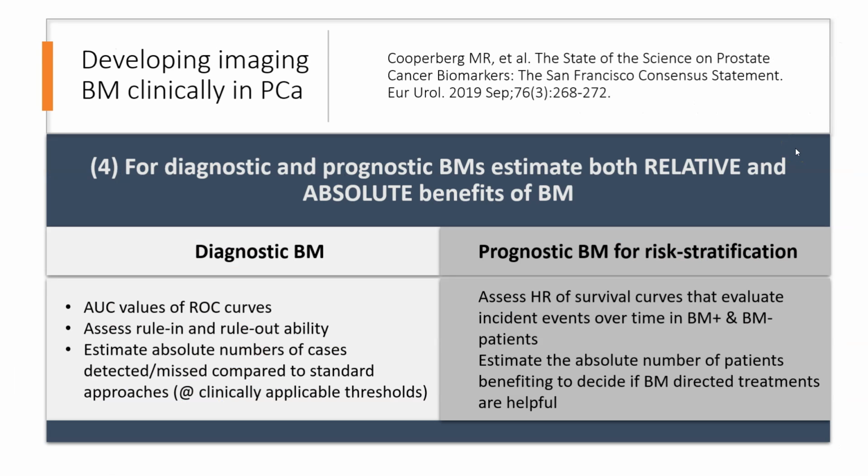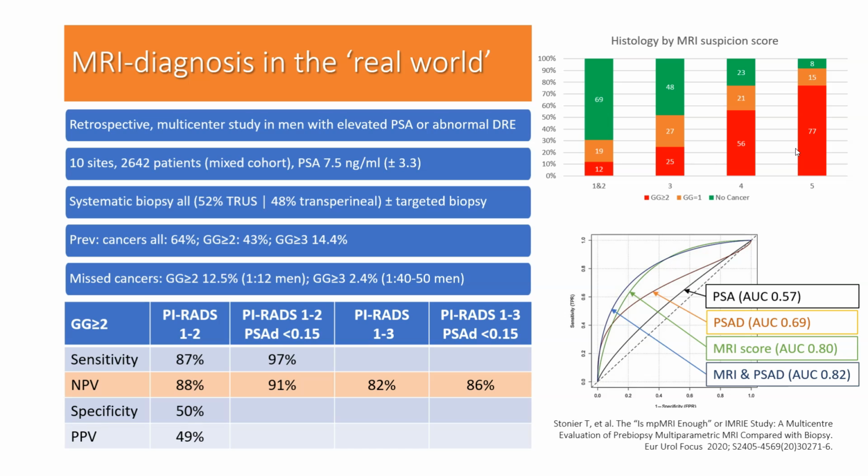Condition 4. For diagnostic and prognostic biomarkers, estimate both the relative and the absolute benefits of the biomarker application. So for diagnostic biomarkers, that means that you have to estimate both the AUC values from ROC curves as well as the rule in and rule out abilities. So let me just show you an example.